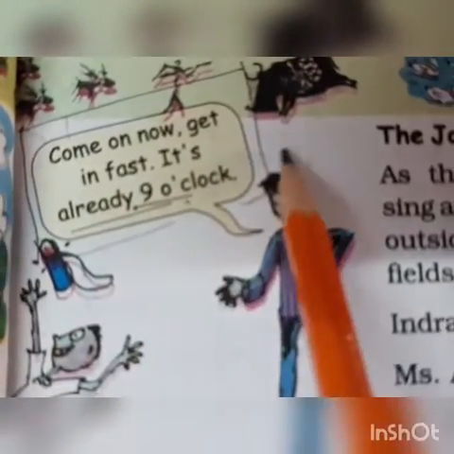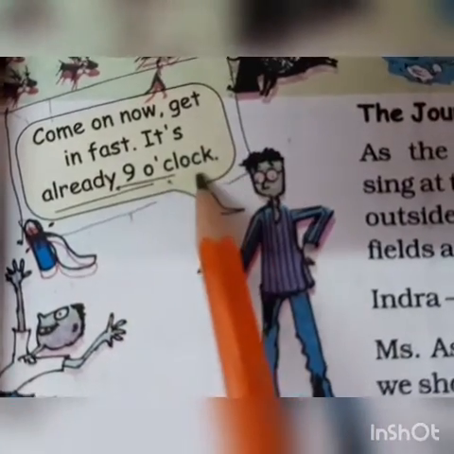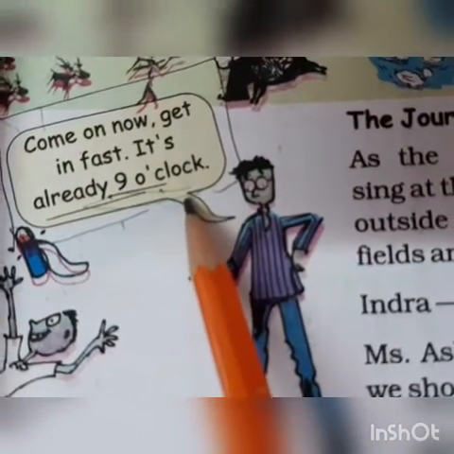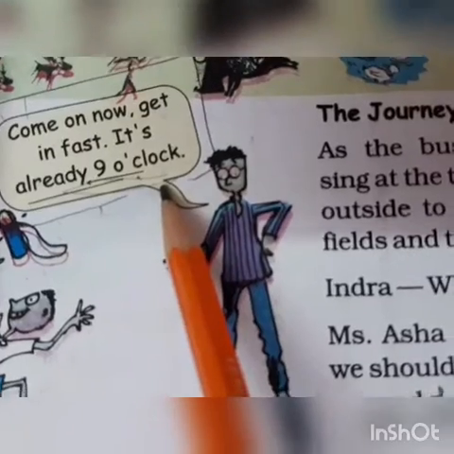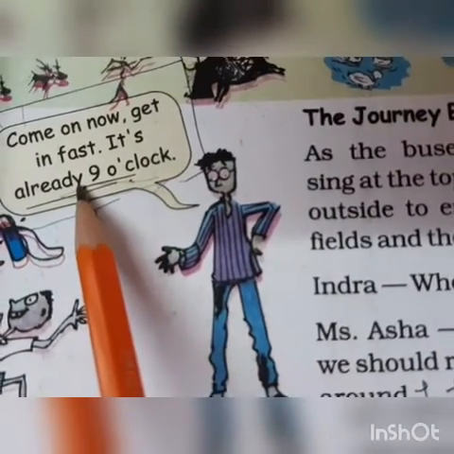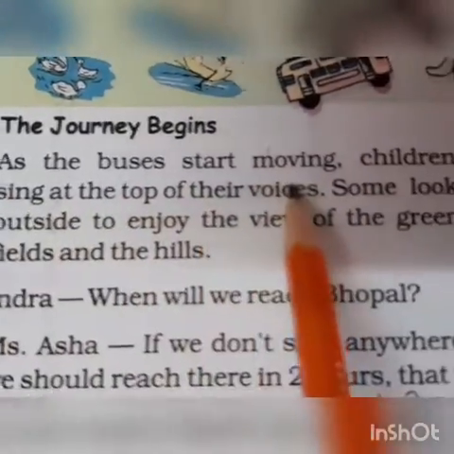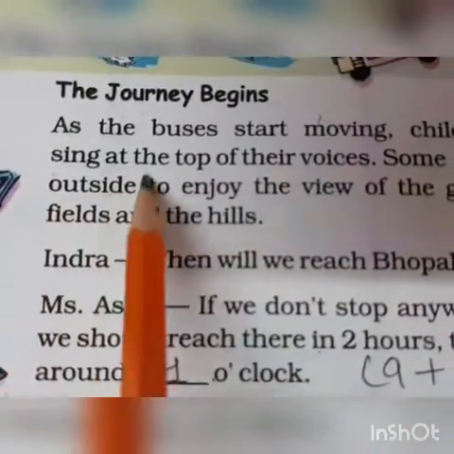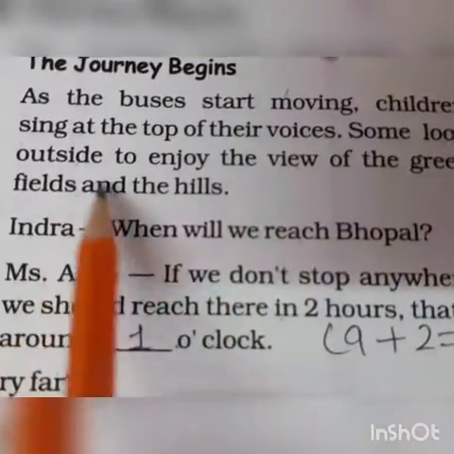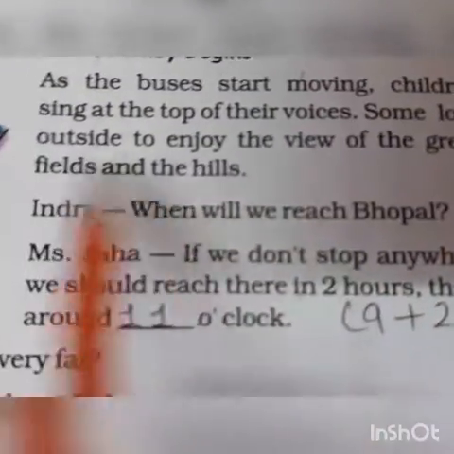Come on, now get in fast. It's already 9 o'clock. That means at 9 o'clock they started from their place to move to Bhopal, that means at 9 o'clock they started the journey from there. Now the journey begins. As the bus starts moving, children sing at the top of their voices. Some look outside to enjoy the view of the green fields and the hills.